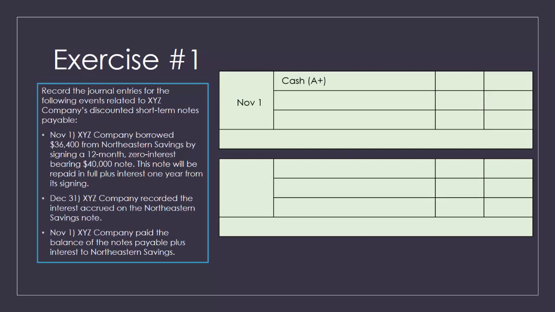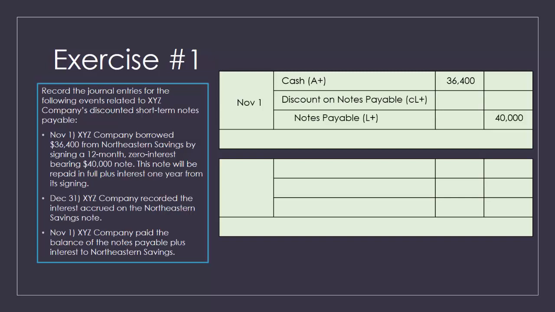We're receiving cash, but we're not getting the full $40,000. We're only getting $36,400. Well, that's a conundrum because we're going to have to pay them back $40,000 a year from now, which means we need to credit notes payable for $40,000 to increase that liability. Again, we're getting $3,600 less now than we have to pay back later. Essentially, the company that we're borrowing from, Northeastern Savings, discounted the amount of money they gave us.